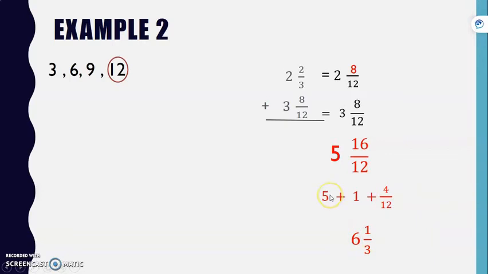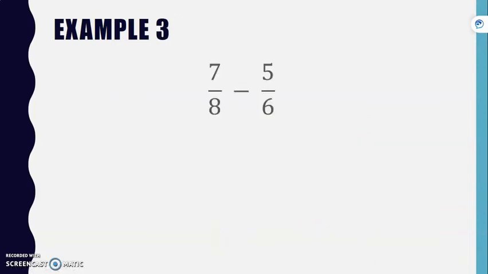So let's review that just one more time. What I did was I figured out how many 12s were in 16, and I knew that there was 1, so that's where this 1 came from. And then there were 4 out of 12 left over because 16 minus 12 makes 4. Then I just added the two whole numbers and then simplified that remaining fraction. Now let's look at an example of subtracting fractions.